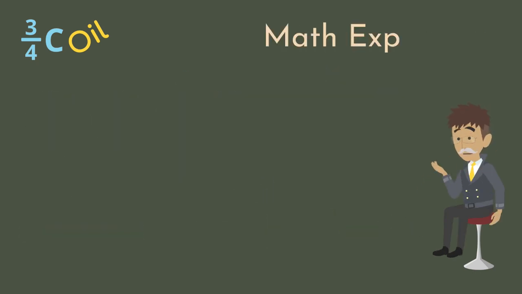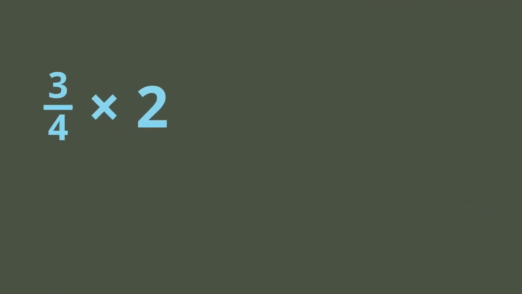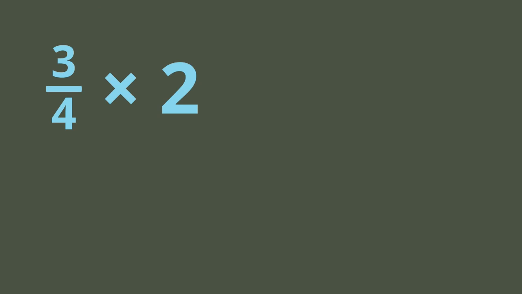Next, I will represent this situation with the math expression 3/4 multiplied by 2. Thinking about what happened when we represented the problem visually, you may notice that I multiplied the number of pieces, or the numerator 3, by the number of times I counted it, 2. The size of the pieces, fourths, did not change.